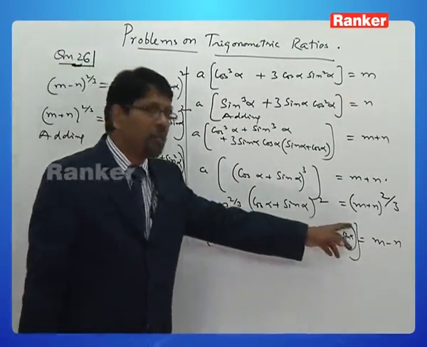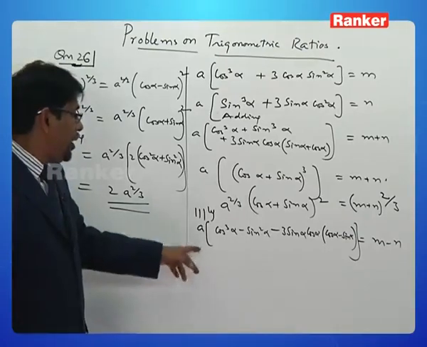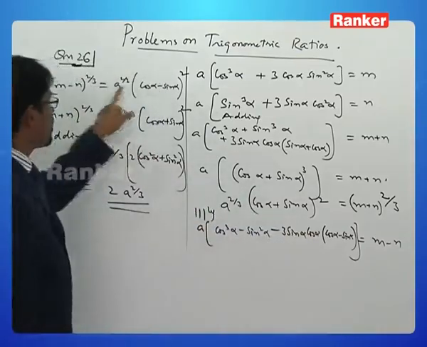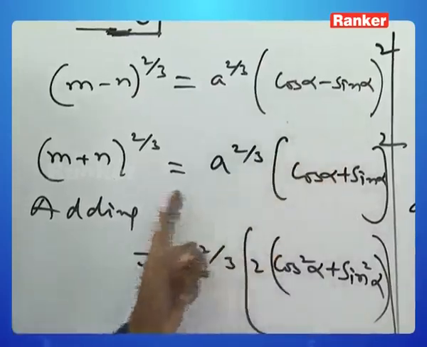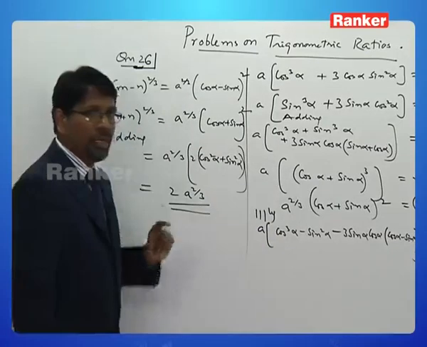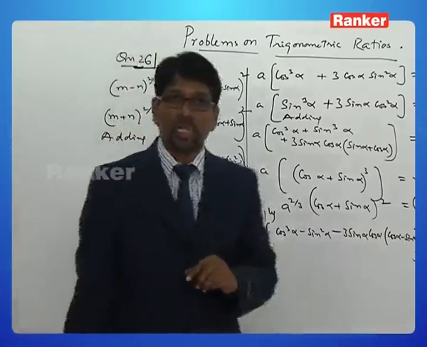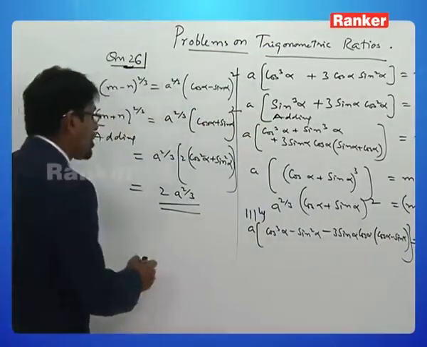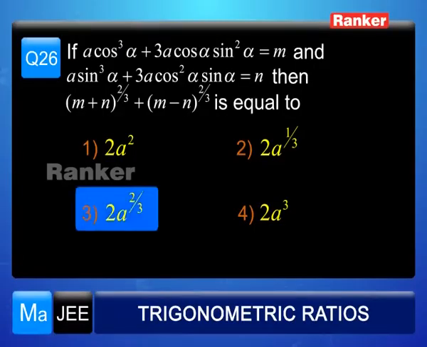Now m plus n raised to the power 2 by 3. And what is coming next? Similarly, when you subtract one from the other, we get m minus n, and then raising it to the power 2 by 3, we get a power 2 by 3 into cos alpha minus sin alpha the whole square. Therefore, adding these two, I just copied this thing here. Adding the two, we have a power 2 by 3 into 2 times cos square alpha plus sin square alpha, and that is equal to 2 there. So the answer is option 3. Option 3 is the right answer.